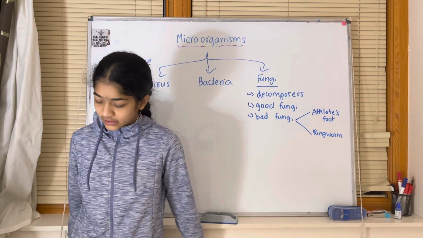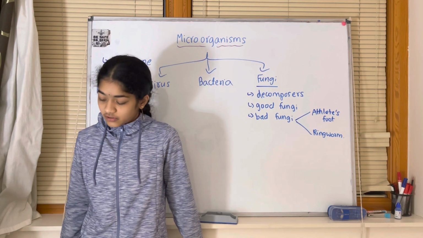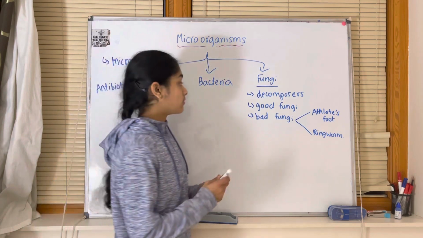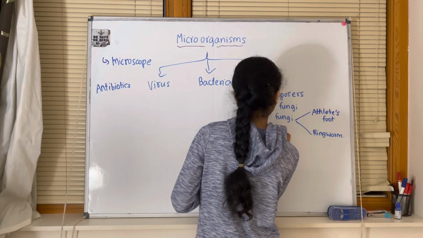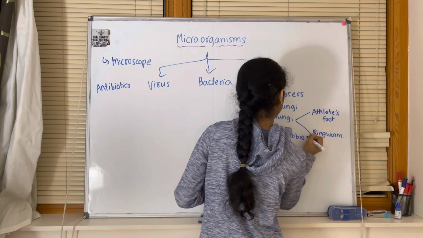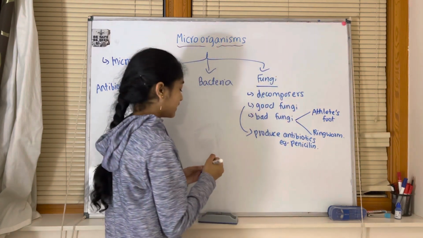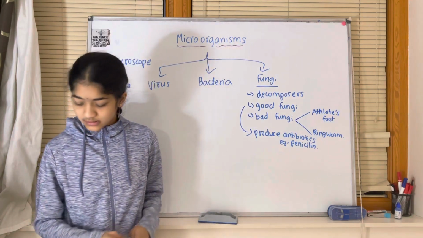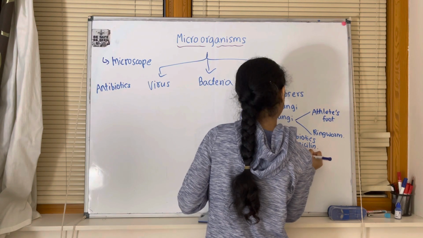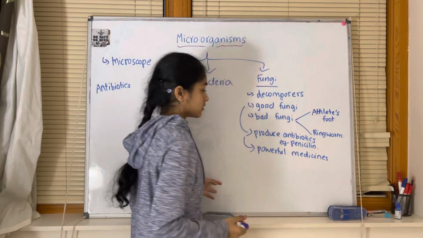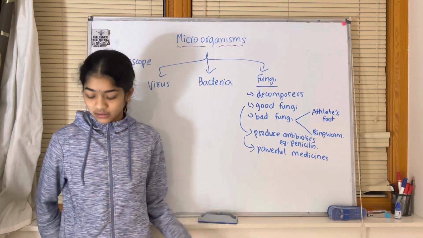They provide powerful medicines, for example, medicines to control cholesterol and immunosuppressant medicines used to prevent transplant patients rejecting organs, for example, liver, heart, and kidneys. So, good fungi also produce antibiotics. An example is penicillin. This is a very important antibiotic, and it's made from fungi too, the good fungi, and they produce powerful medicines used to treat cholesterol level, etc. Penicillin and other antibiotics are all based on natural chemicals produced by fungi.